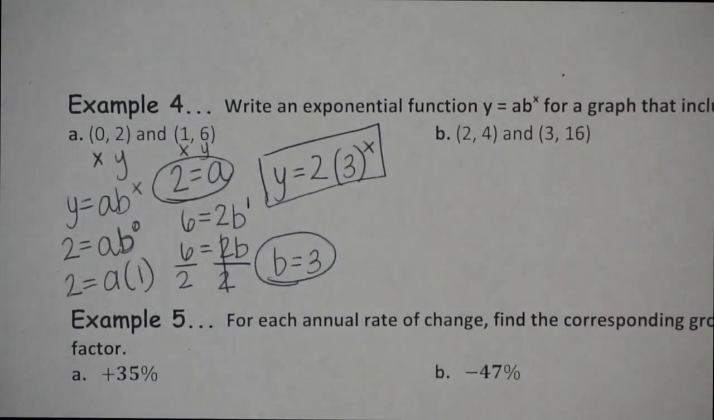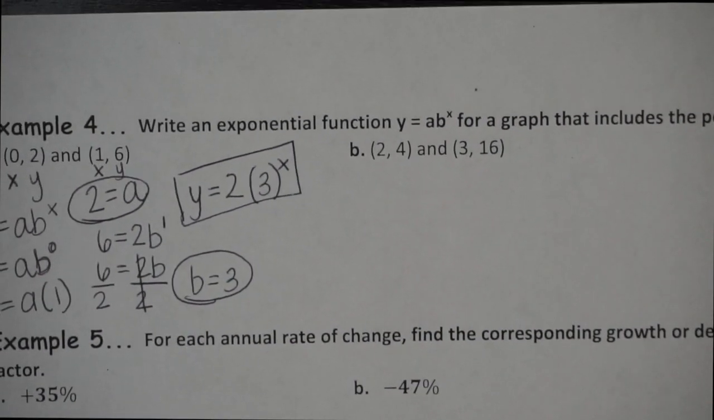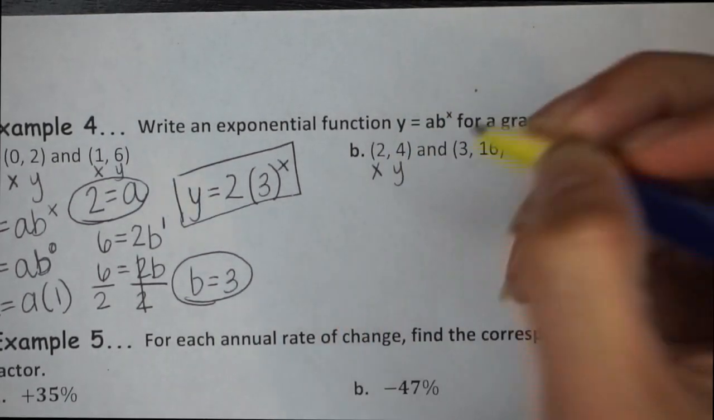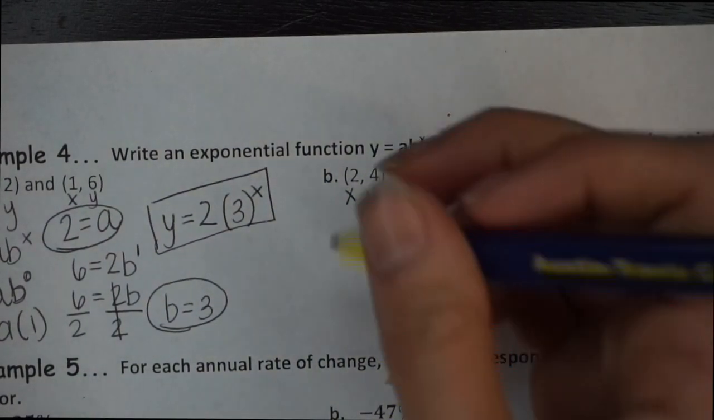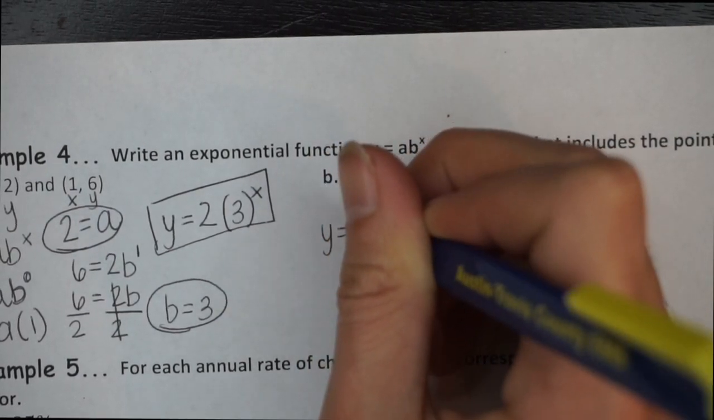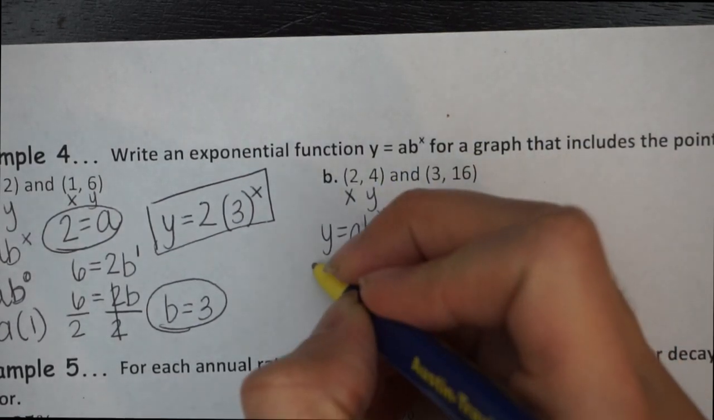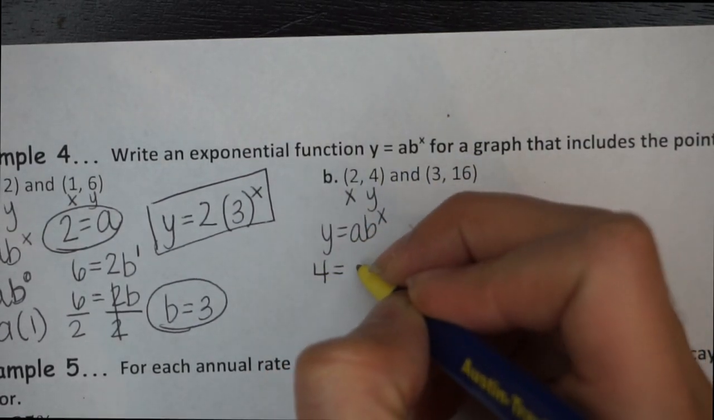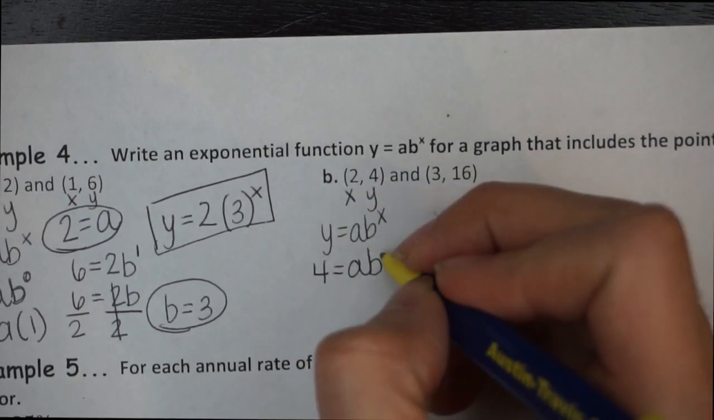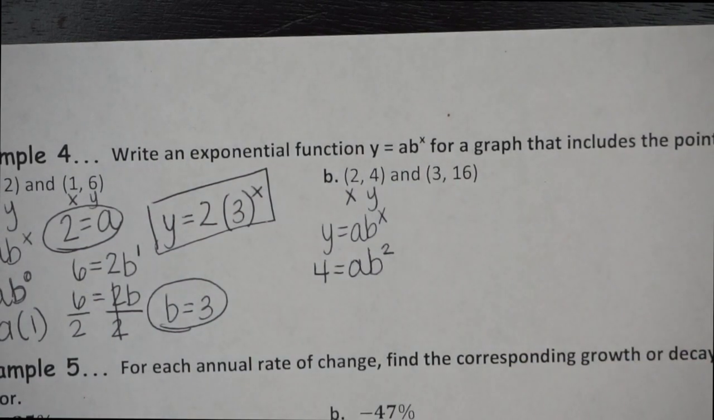Now let's do another one like that. Same setup. This one's going to be just a bit more complicated though. We are again going to solve for a first. Here is our x value, here's our y value. We've got y equals a times b to the x. Let's plug in the values that we do know. 4 is equal to, we do not know what a is yet, we don't know what b is yet. Our x value is going to be squared.